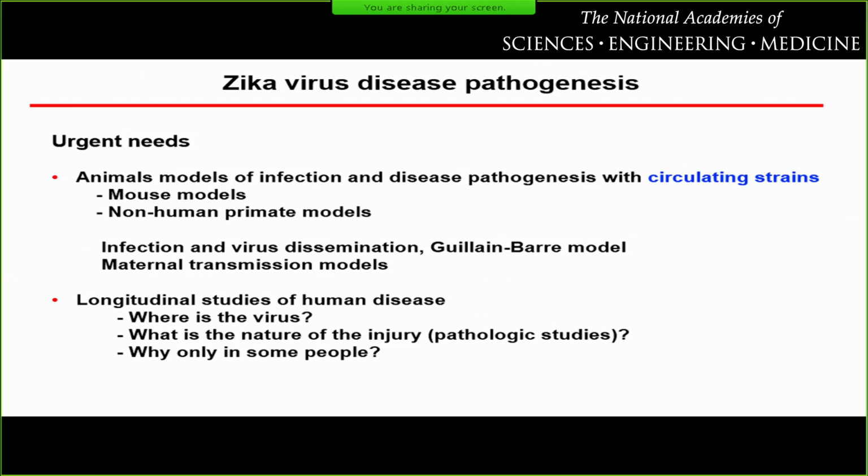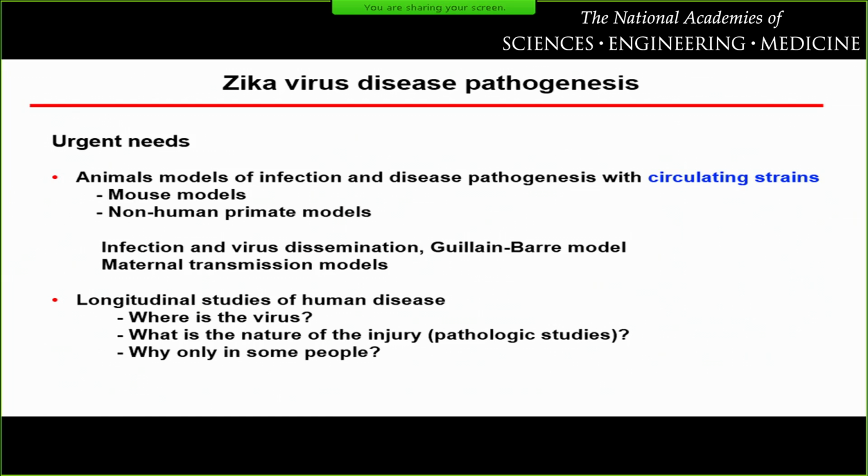And then we need mouse models and non-human primate models, and really we're at the beginning because nothing has really been done for many decades. We really want to understand how the virus infects, how it disseminates, and does it cause Guillain-Barré, and of course establishing maternal transmission models.